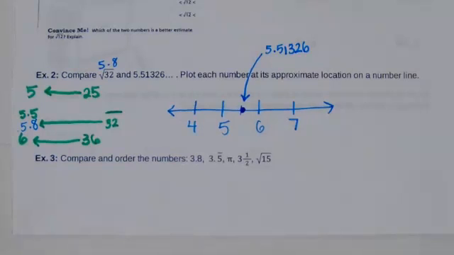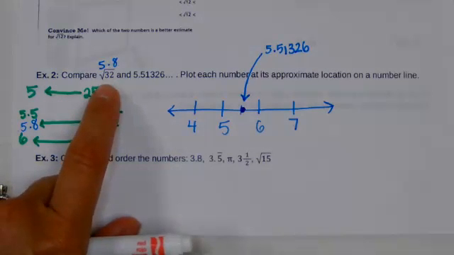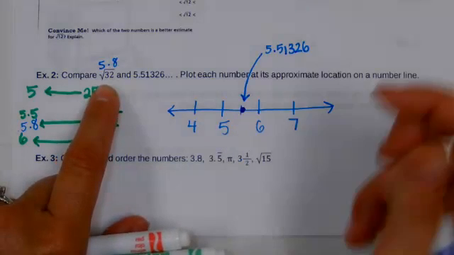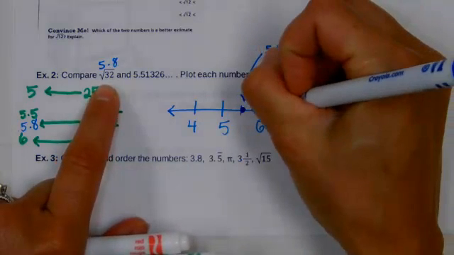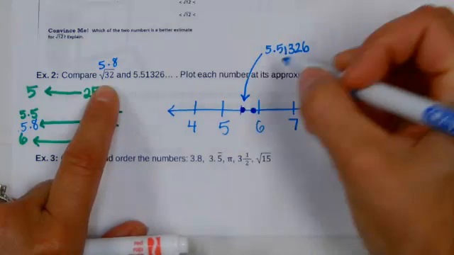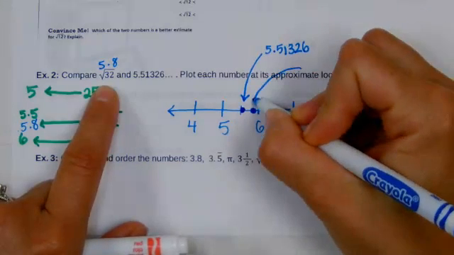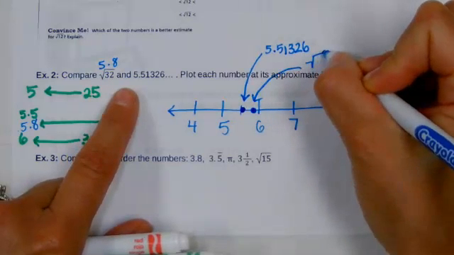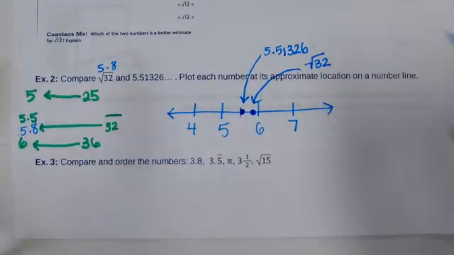And now I'm going to plot my square root of 32, which I know is 5.8. So that's going to be higher than this, but lower than 6. So I'm going to plot that right here. And I'm going to do my arrow again since I ran out of space. And I'm going to label it, not 5.8, I'm going to label it the square root of 32. And that's how I compare and plot these numbers on number lines.